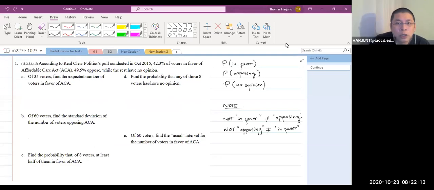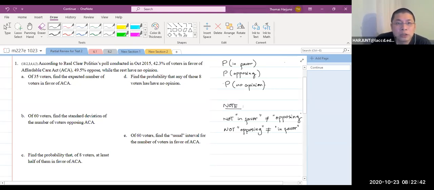Let's continue working on our test 2 review. We have a test next week. This number 1 was the material we learned last week. I will give you approximately 10 minutes to do this problem, but let's summarize what we have here.